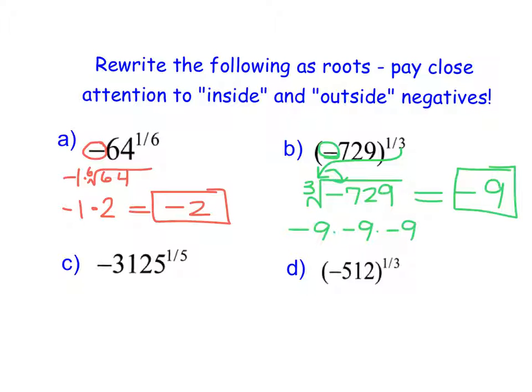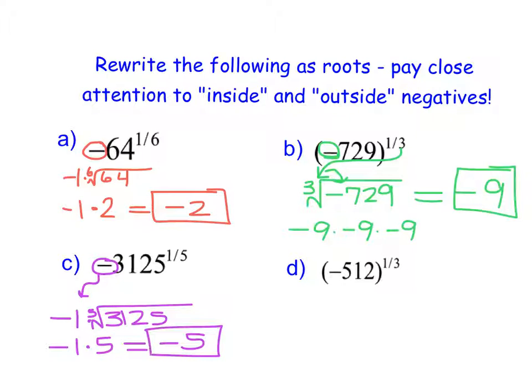Then here in this third example, I have a negative on the outside. So that means a -1 times, okay, 3,125, and it's a 5th root. So I think about what times itself 5 times gives me 3,125. Well, that's 5. And -1 times 5 is a -5.